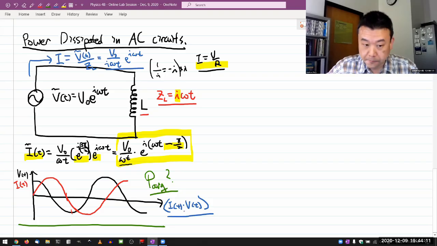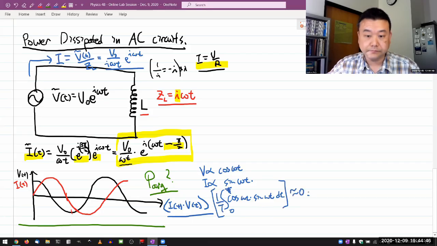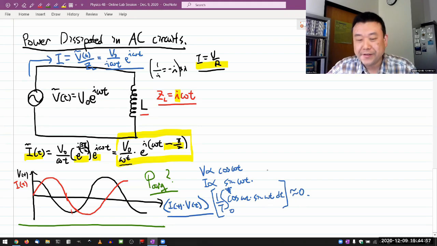And I hope as you consider these expressions, voltage goes as cosine of omega t, and the current goes as sine of omega t, that you know enough of a trick to know that if I have cosine of omega t times sine of omega t, and I'm averaging this over a long time, 0 to capital T, 1 over T, this whole quantity is going to be 0. There are ways to prove it, but let me just make that assertion.